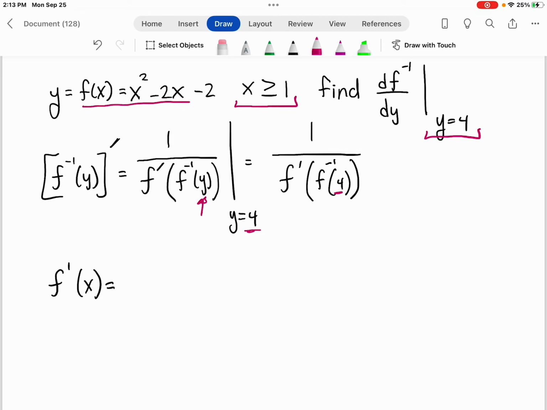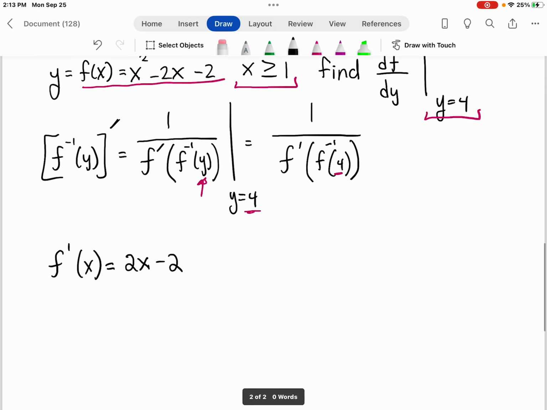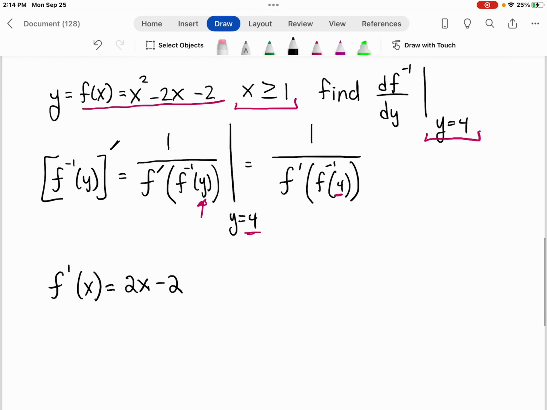If I take the derivative of f, I'm looking up here. The derivative of f is going to be 2x minus 2. Then to find the value of the inverse at 4, remember what the inverse means. The inverse is just when you swap the x's and the y's. So normally when I look at the function f of x, that means I plug in the x, I get out the y. When I'm looking at the inverse, that means I plug in the y, I get out the x. So I'm doing it in reverse.